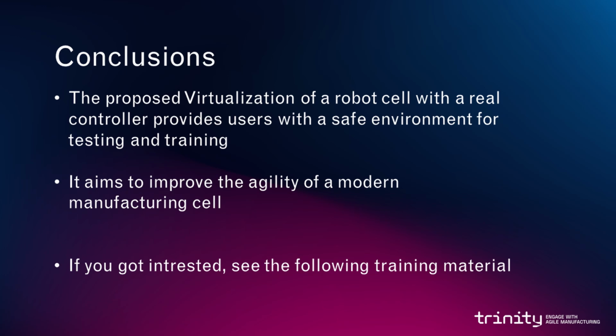Now we can conclude the presentation by summarizing the key points. The proposed virtualization of a robot cell with a real controller provides users with a safe environment for testing and training. It can improve the agility of a modern manufacturing cell by allowing users to try out production scenarios and train employees without disturbing ongoing production.